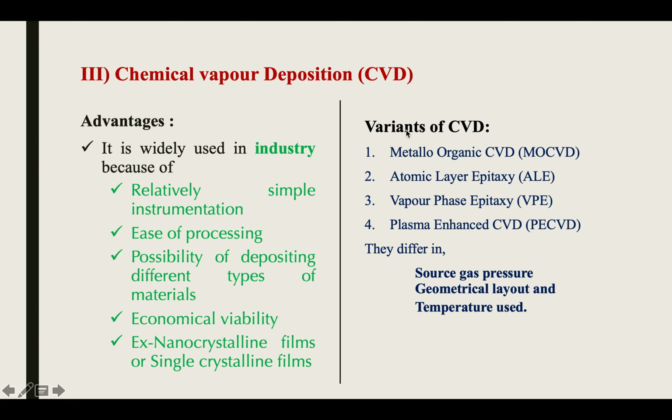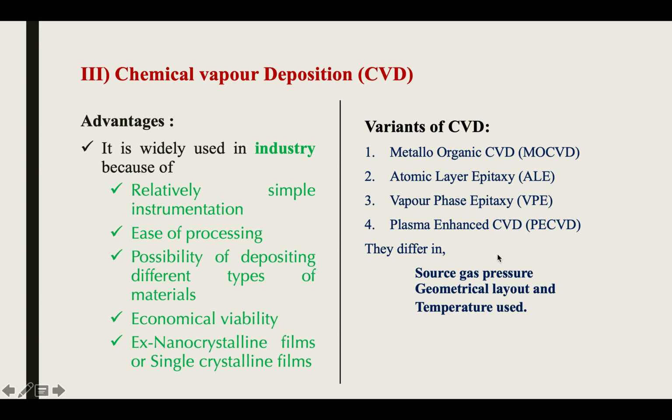Now we will see what variants of chemical vapor deposition are well known in the literature. The first variant is metallo-organic chemical vapor deposition, that is MOCVD. The second variant is atomic layer epitaxy, also called ALE. The third is vapor phase epitaxy, denoted by VPE. The fourth variant is plasma enhanced CVD, or PECVD.